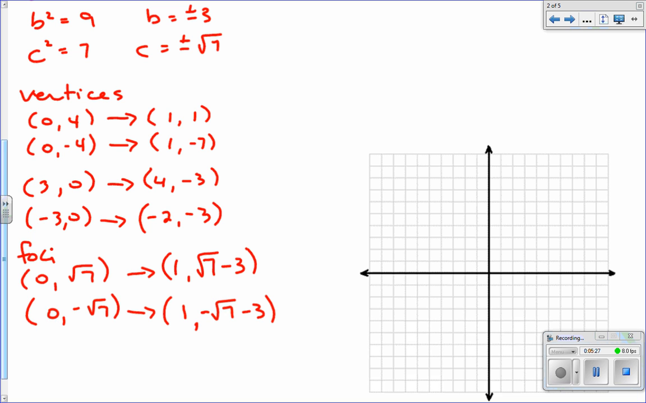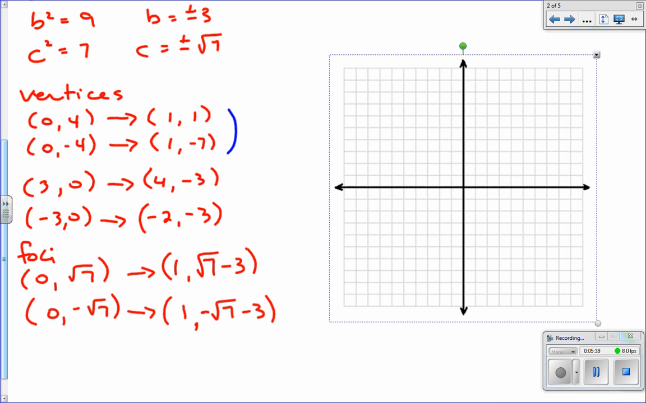Okay, so when we plot those now, let's look at the center first. That'll be a little bit easier. I'm going to just move the graph up beside these now. We said that the center of this was going to be at (1, negative 3). So over 1, down 3. There's the center of the ellipse. Our new vertices now are at (1, 1) and at (1, negative 7). And our endpoints of the minor axis are (4, negative 3) and (negative 2, negative 3).